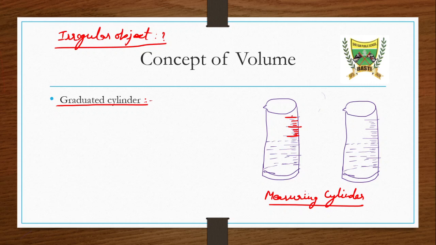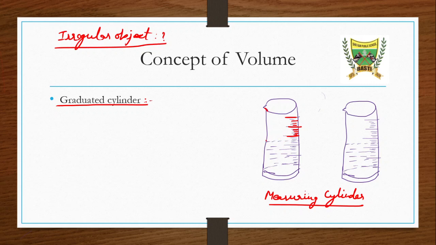In this diagram we can see that there are some markings. So these markings represent the volume. Basically this is used for lab purposes only. Most of the time, if we have to calculate the volume in labs or during experiments, we use this kind of cylinder. Okay, so this is a graduated cylinder.